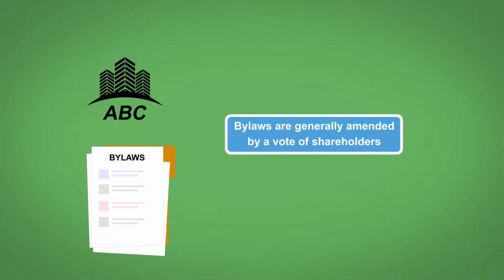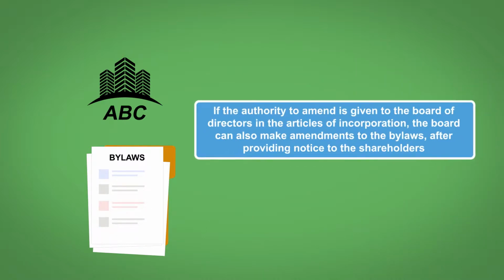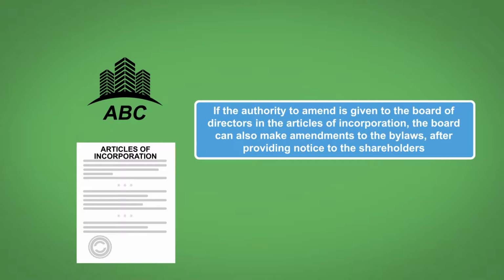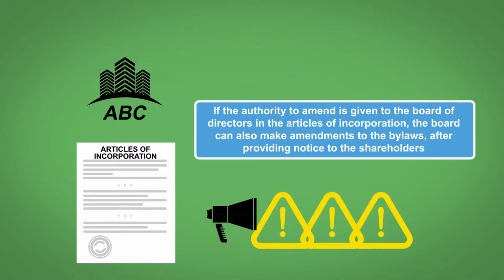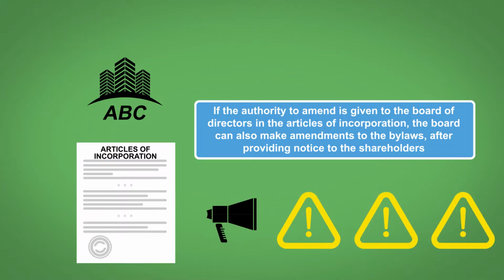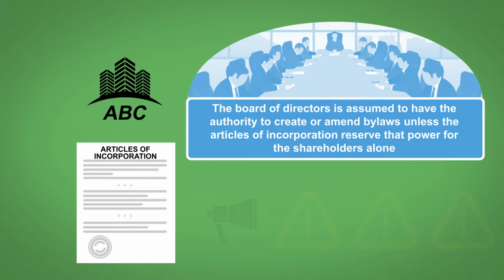Bylaws are generally amended by a vote of the shareholders. However, if the authority to amend is given to the board of directors in the Articles of Incorporation, the board can also make amendments to the bylaws, after providing notice to the shareholders. In some jurisdictions, however, the board of directors is assumed to have the authority to create or amend bylaws, unless the Articles of Incorporation reserve that power for the shareholders.